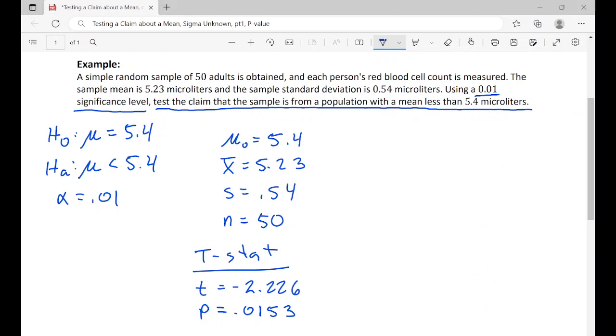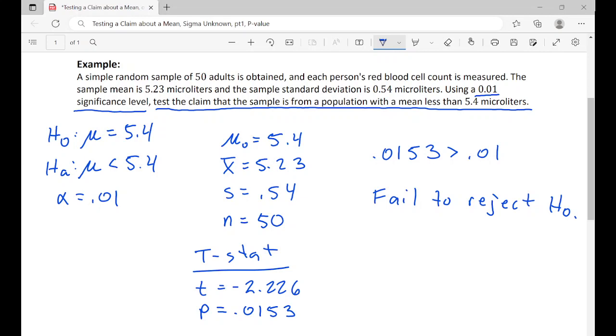So now, since we're doing the p-value method, we need to compare our p-value to our alpha value. So p, 0.0153, is greater than 0.01. Not by much, but it doesn't matter. It definitely is greater than. So since p is greater than alpha, we fail to reject the null.